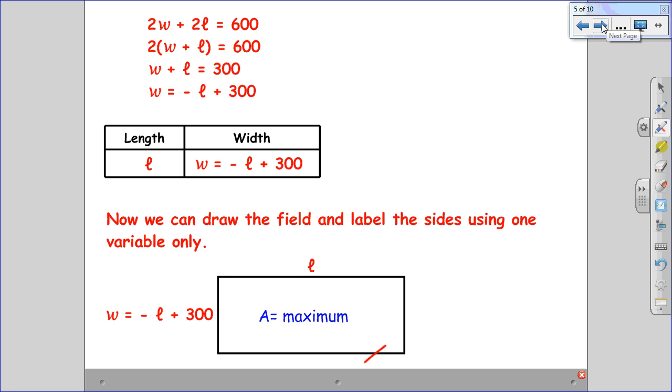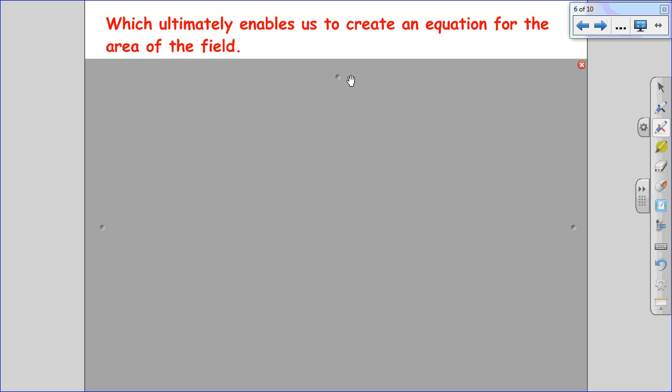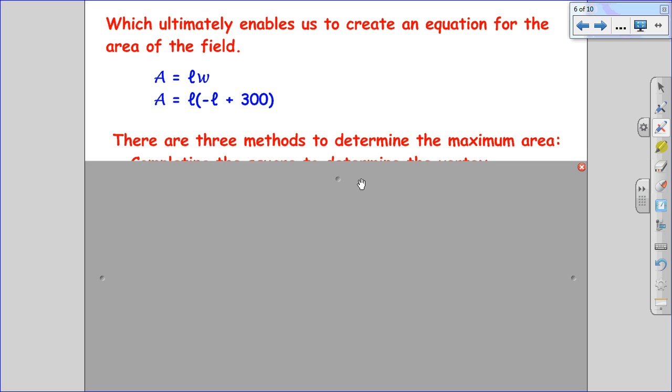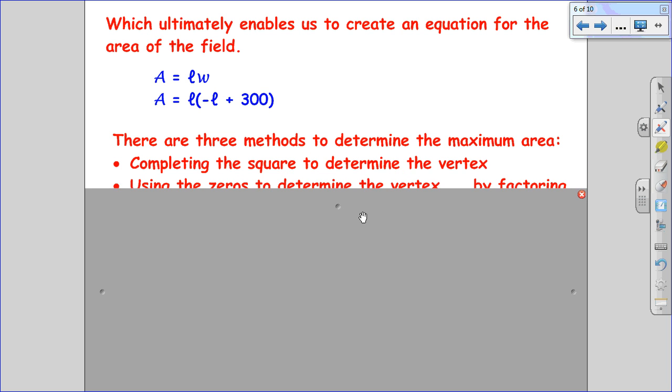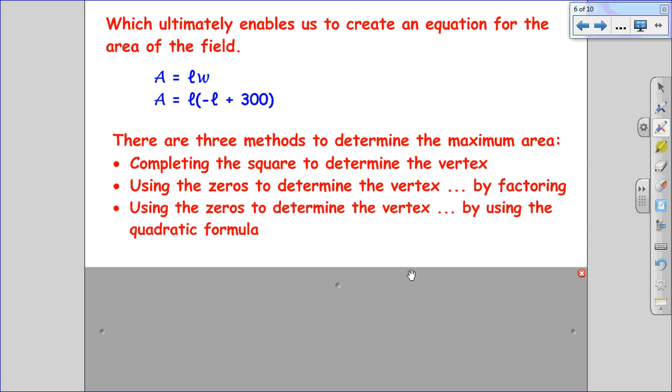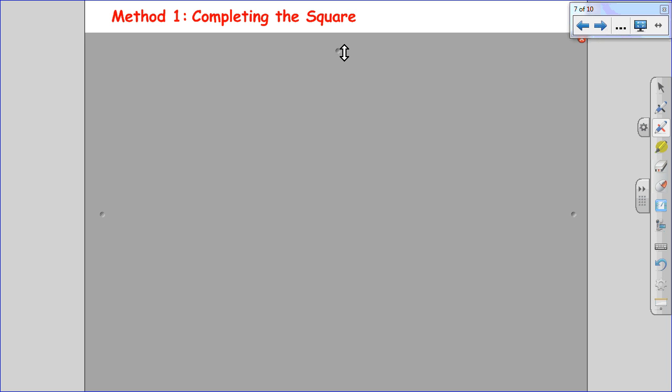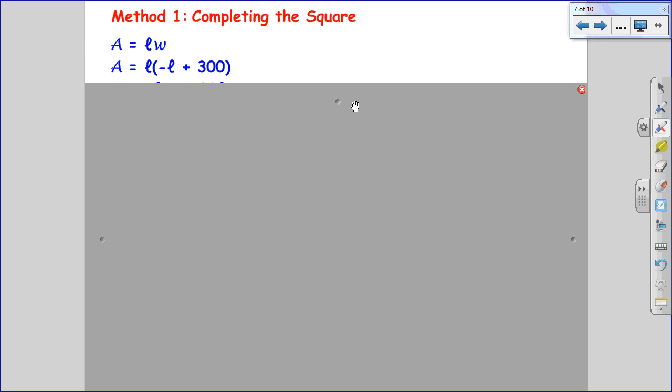We're looking to maximize the area. So what do we need to do? We need to relate the length and the width with the area formula. Length times width, and of course we substitute in for width, negative L plus 300, and we have 3 ways we could determine the maximum area of this field. One would be by completing the square to determine the vertex, another would be using the zeros to determine the vertex by factoring, or wait, it's already in factored form, or use the zeros to determine the vertex by using the quadratic formula. In my opinion, for this particular example, completing the square is not the easiest, but we're going to do it anyway just for a bit of practice.